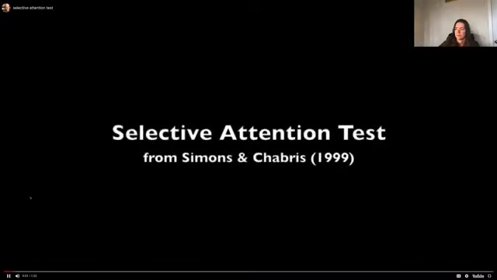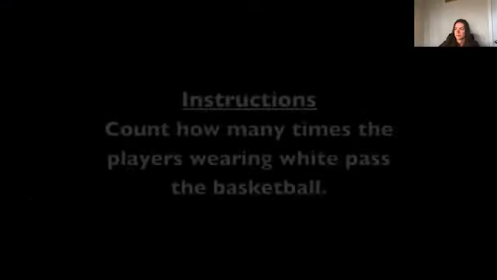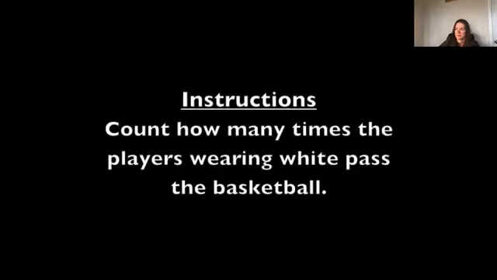This is a test of selective attention. Count how many times the players wearing white pass the basketball.